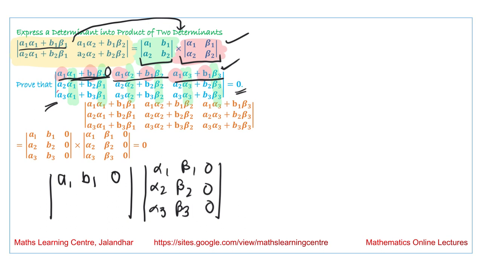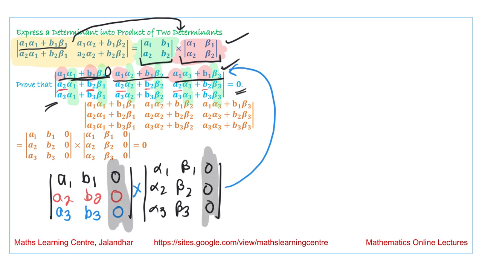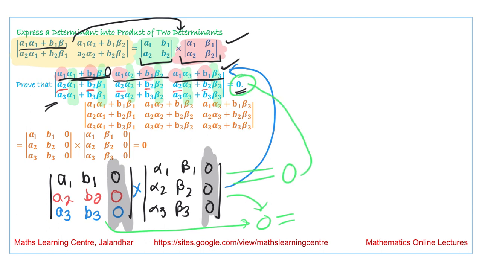Next terms we have are A2, B2, A2, B2 and 0. And the last term we have is A3, B3 and 0. So if we take the product of these two determinants, we obtain the given determinant. And as this column here is 0 and this column here is 0, the value of this determinant is 0, and the value of the other determinant is 0. So the product of both these determinants is 0, and this is what we had to prove.